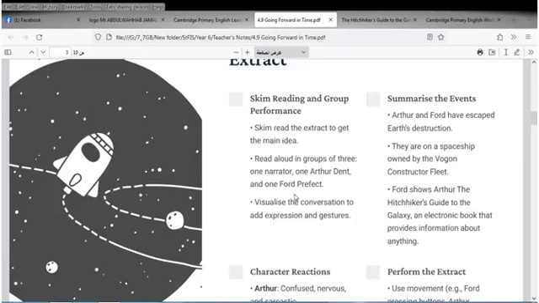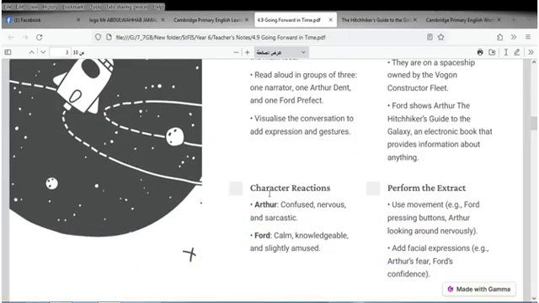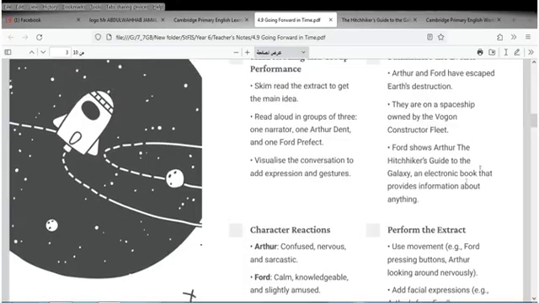And after you read, okay, you have to pay attention to the characters' reactions, because there is a very big contrast between Arthur and Ford, by the way, in their characteristics. Arthur is confused, he's nervous, he's sarcastic, humorous, and he's trying to investigate and see what is going on. Ford, the alien, is calm, knowledgeable, and slightly amused, yet relaxed. Okay, he is under control.